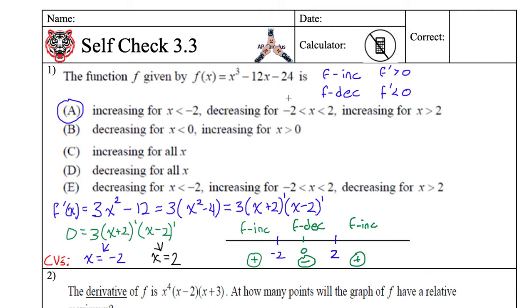And decreasing between negative 2 and 2. So between negative 2 and 2, it is indeed decreasing, and it is increasing for x is greater than 2. Everything from here to the right, it is increasing. You don't want to say it's any of these because they're all wrong.